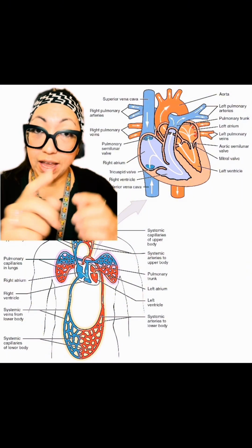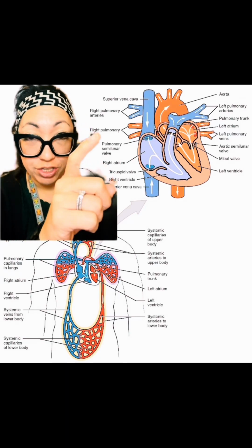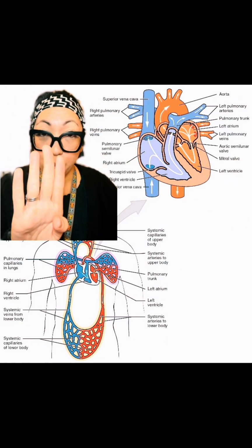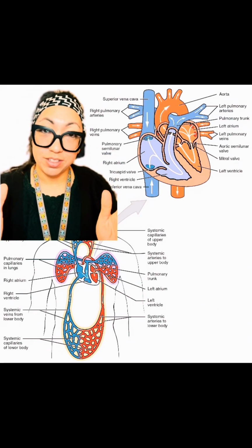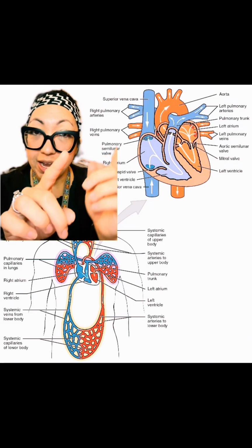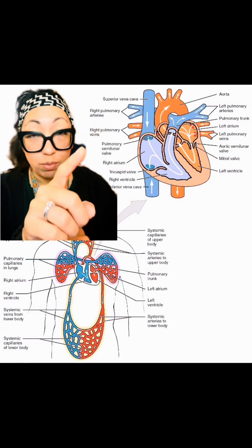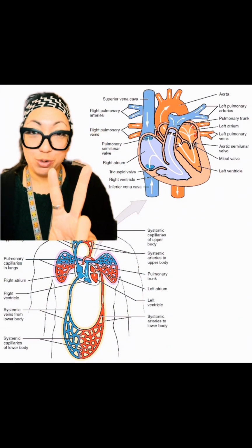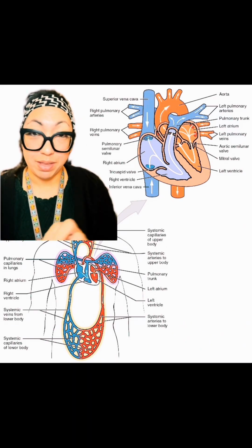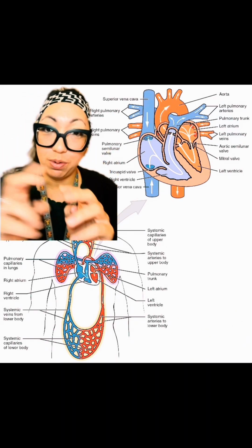So when we look at a diagram of cardiopulmonary circulation, we can see that the pulmonary arteries, we have some on the right and the left, are going to take deoxygenated blood away from the heart to the lungs to get oxygen. And then the right and left pulmonary veins are going to bring oxygenated blood back to the heart. So the veins bring the blood back to the heart.